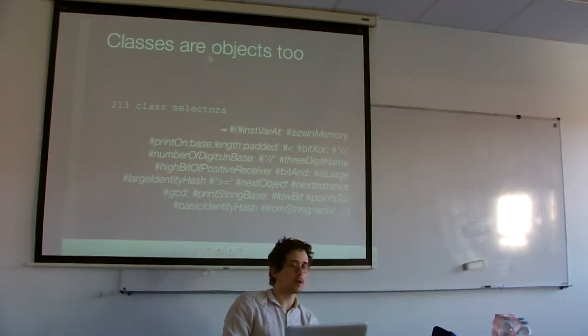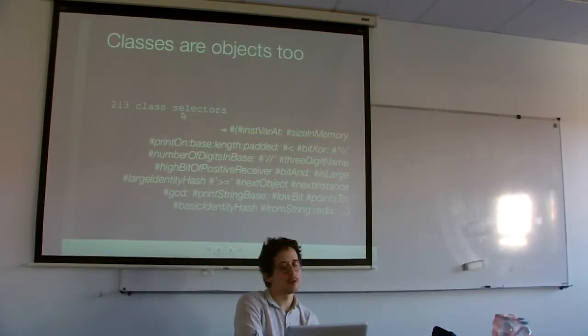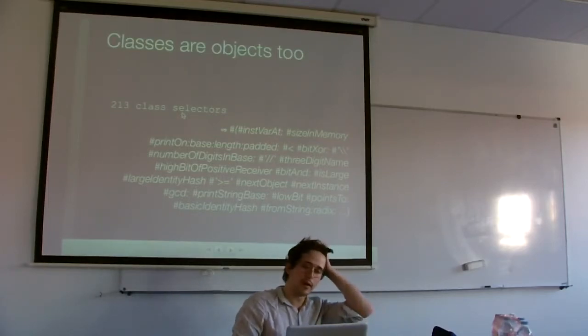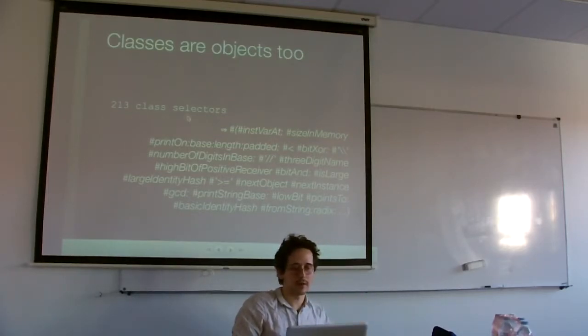So classes are objects too. That means that you can send messages to classes. One example of such a message is selectors, which will give the set of all method names. The selector, as we call it in Smalltalk, is the name of a method. So if you ask the class of 213 for all its selectors, it will give you all the kind of stuff you can send to an integer.